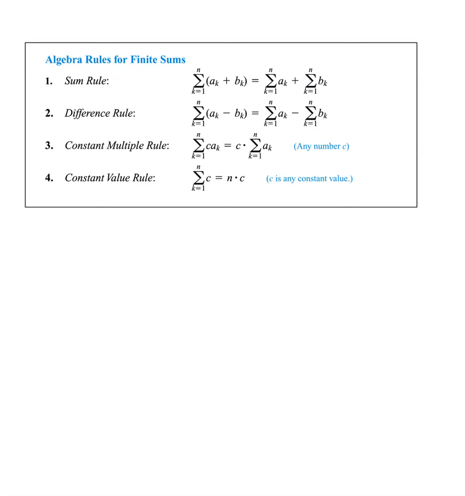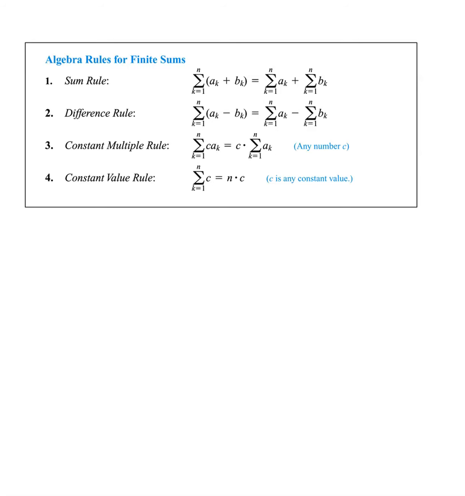Here are the algebra rules for finite sums. So you can separate them if they came out as a sum or as a difference. And if you had a multiple, you can pull the multiple out of the summation and only work on the ones that involve the k. And likewise, if you had to sum a constant over and over again, then it's n times the constant.